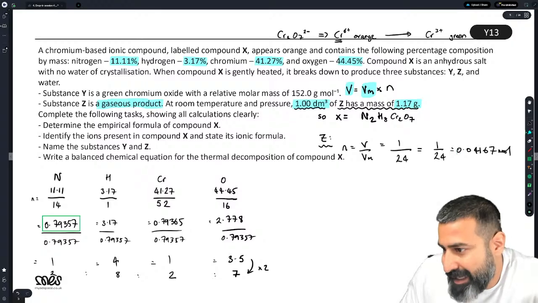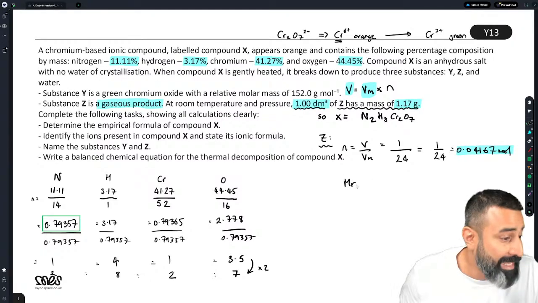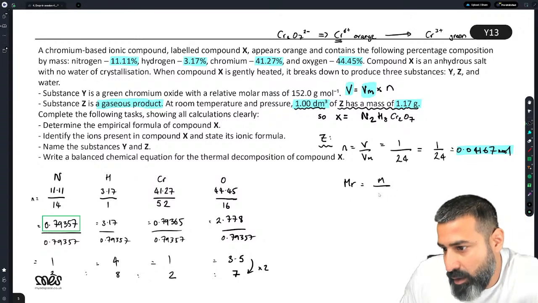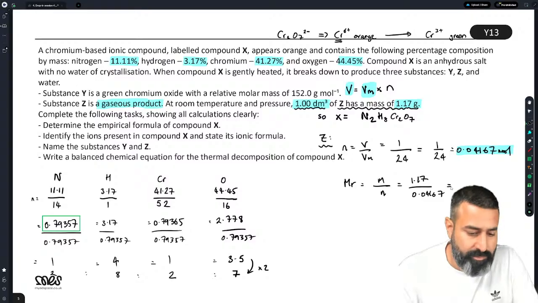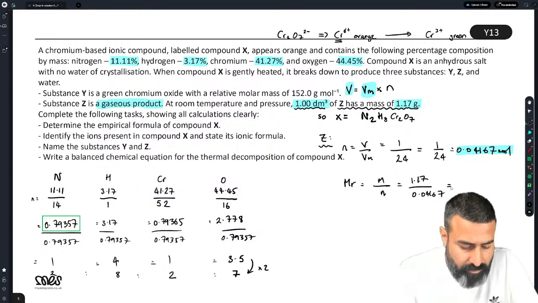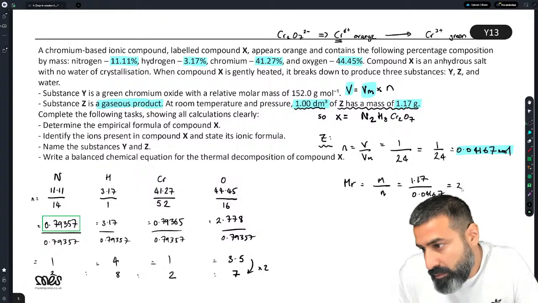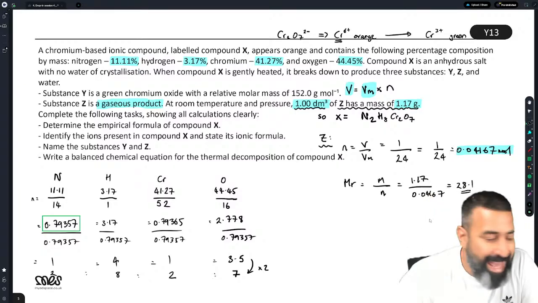But I also know the mass of Z. So if I know the mass of Z and I know the number of moles, what quantity can I determine? Well, I can determine the MR, right? So the MR is equal to the mass over the moles. So it's going to be 1.17 over 0.04167. So what does that give us? Yep, 28.1. So it's a gaseous product which has an MR of 28.